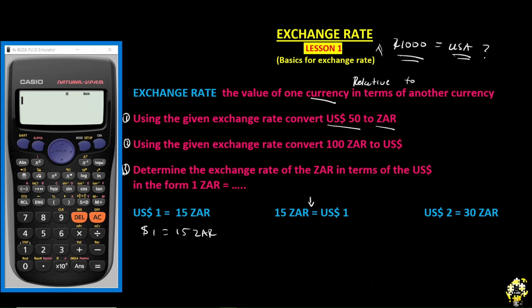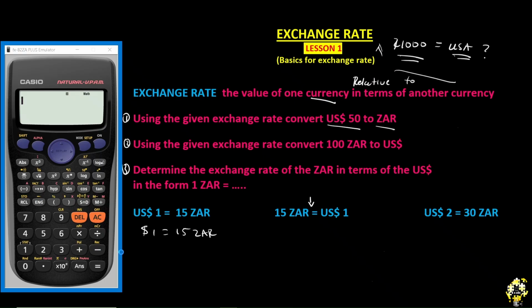What this particularly says is that if you are in the United States of America, you have $1. If you were to come to South Africa, you would be able to exchange that $1 and get 15 South African rands. The same thing, if you're in South Africa, you have 15 rands, you would go to the United States and you would be able to exchange that 15 rands for $1. Hence, I made this example right here.